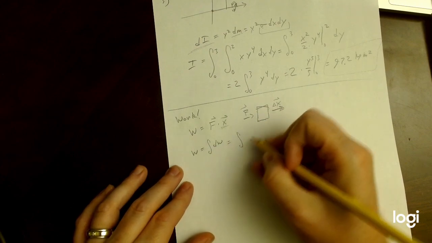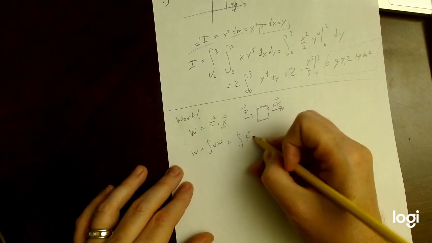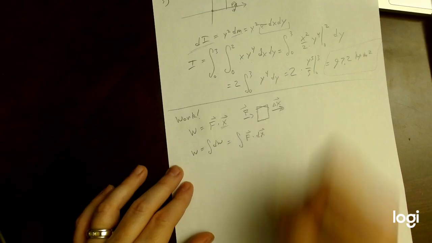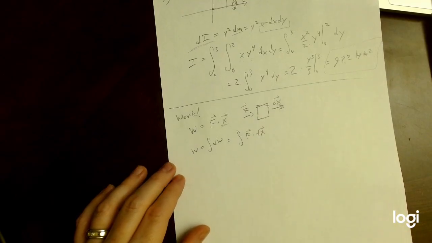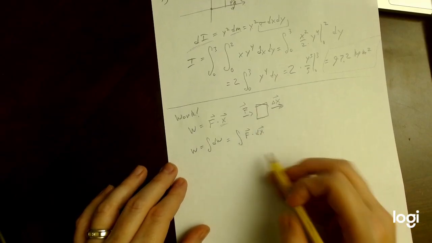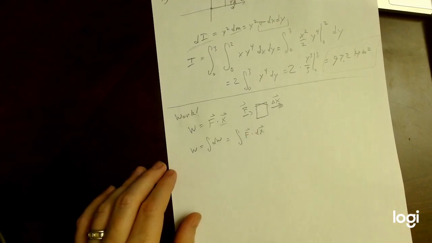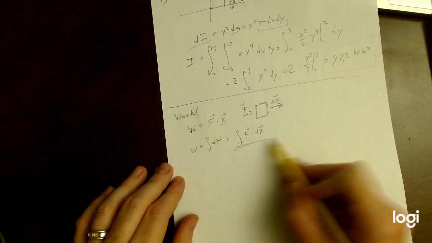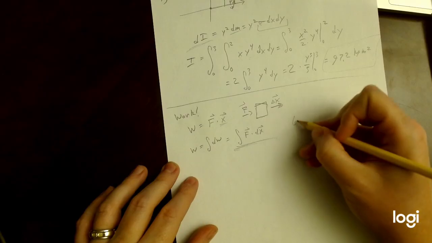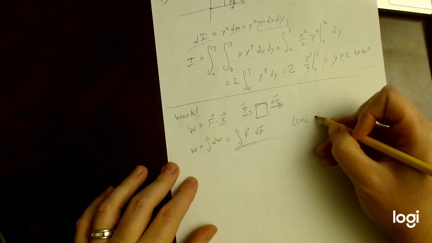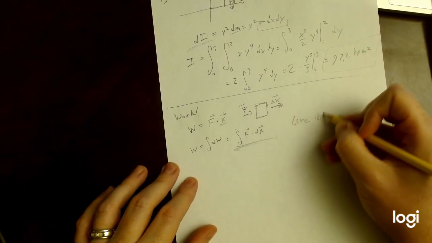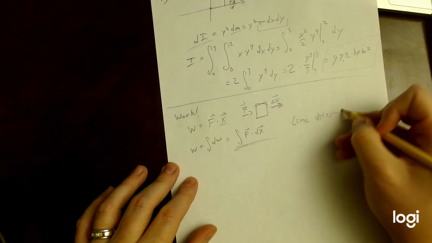And so we could then say that we have some force dot product with some tiny bit of displacement, and the force over that bit of displacement will be constant, assuming we take the displacement small enough. And this kind of integral is something we call a line integral.